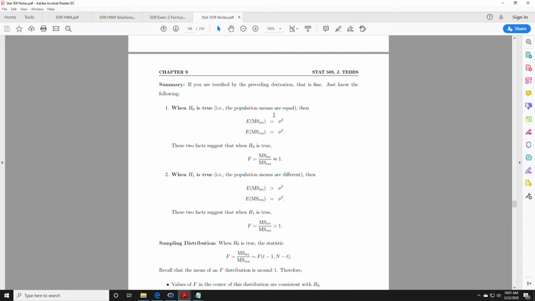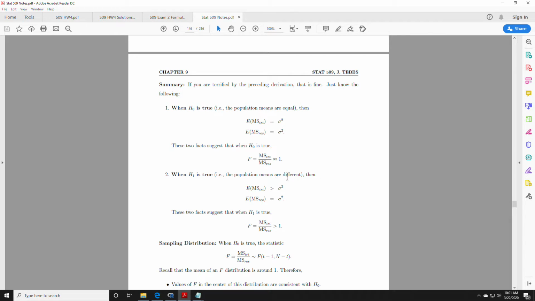So if that is the case, and notice this says when the null is true, right? All the population means are equal, then this holds. When all the population means are not the same, it changes, okay? So this error mean square or residual mean square is always an unbiased estimator for the variance. However, the treatment mean square is only unbiased under the null when the means are equal.